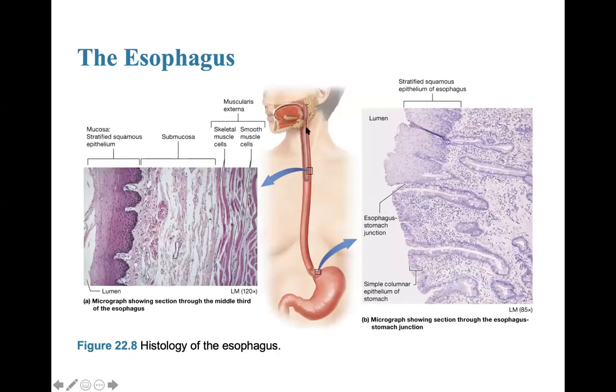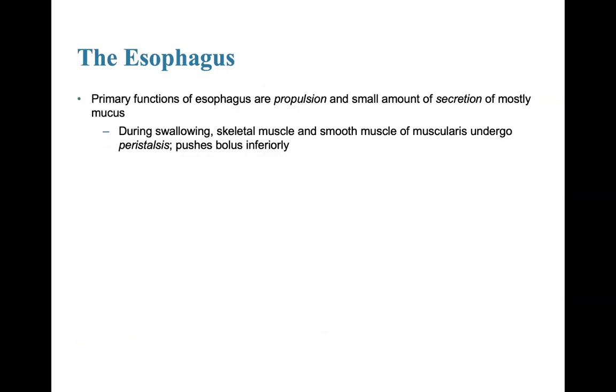And here you can see the pharynx would be in this region right here, and this is the long tube of the esophagus. And again, the esophagus is really just a tube. The primary function of the esophagus is to propel a small amount of secretion, mostly mucus. During swallowing, the skeletal muscles and smooth muscles of the muscularis undergo peristalsis, which pushes the bolus inferiorly.